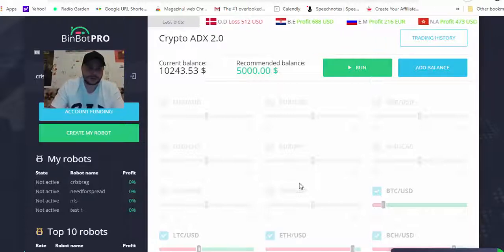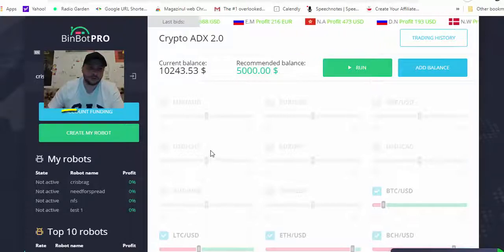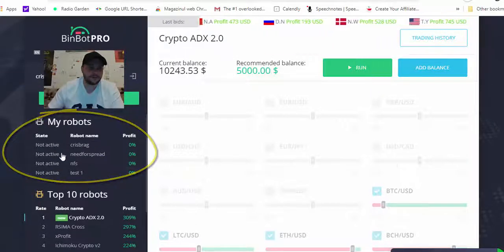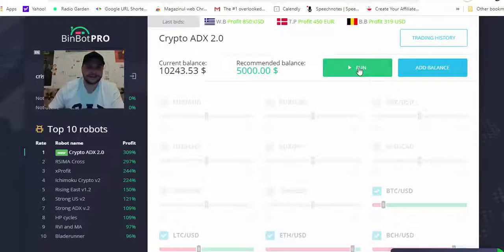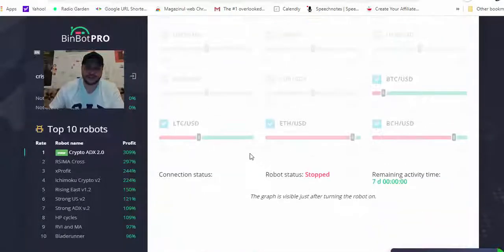As you can see, I made my own robots. I have a bunch of robots here, 4 robots, and I also used their trading robots. So what you have to do in order to use Beanbot Pro is click on the robot and click on run, and that's it. It will find the best entries in the market and place those trades into your broker account. As you can see here, we have 10 robots that you can choose from, and they are in order of profitability, starting with Crypto ADX2, which is trading cryptos: Bitcoin USD, Litecoin USD, Ethereum USD, and so on.